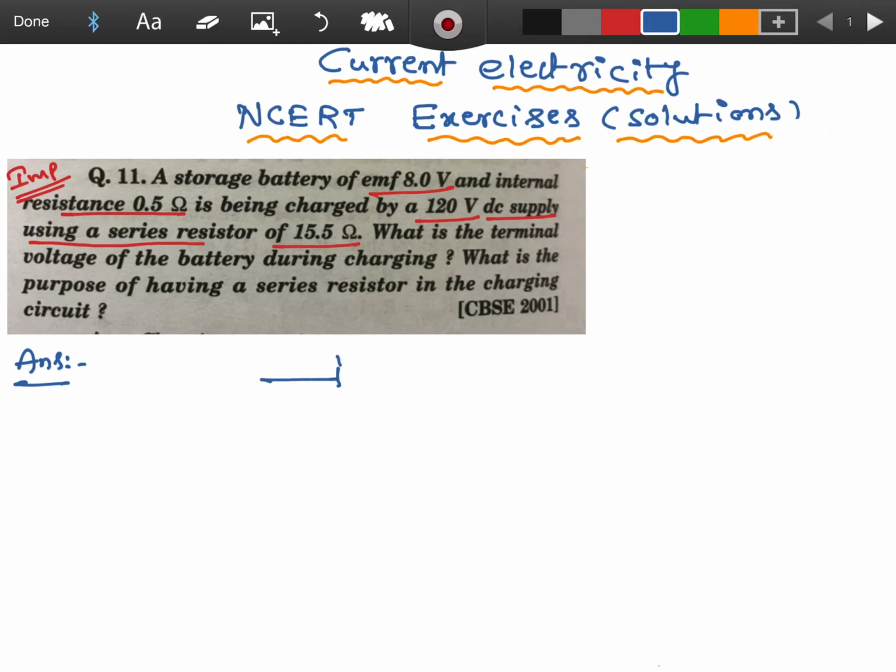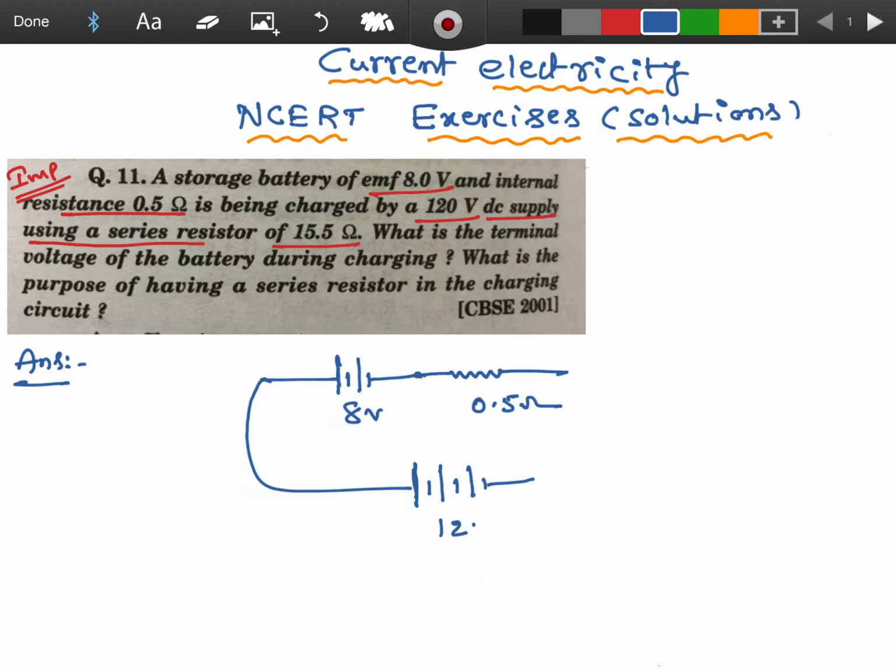Here there is a 8 volt battery, internal resistance 0.5. Internal resistance already we discussed, it always represent in series, 0.5 ohm, and it is charged by 120 volt DC supply having the load resistance 15.5 ohm. Internal resistance smaller, this is E, this is applied voltage.